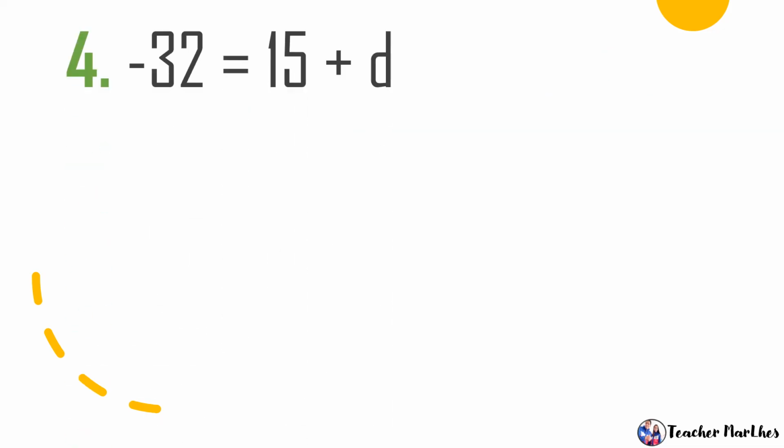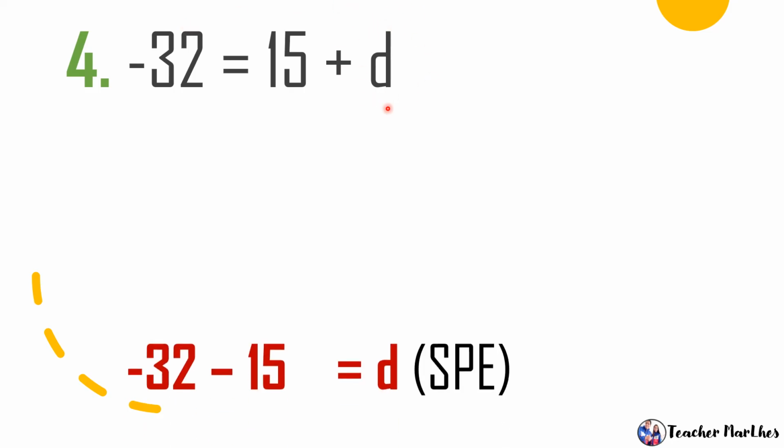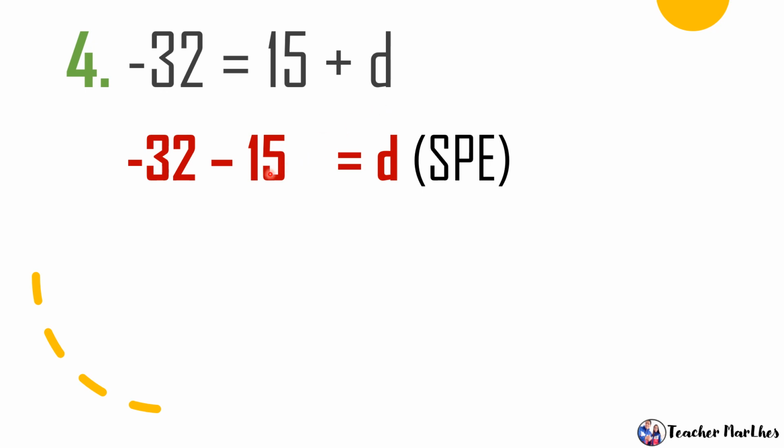Number 4, we have negative 32 equals 15 plus D. So, para ma-isolate yung variable D, we will use the subtraction property of equality. Para yung 15, mapunta siya dito sa left side and maiwang mag-isa yung variable D. So, we have negative 32 minus 15 equals D using the subtraction property of equality.